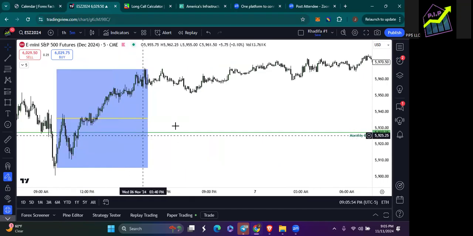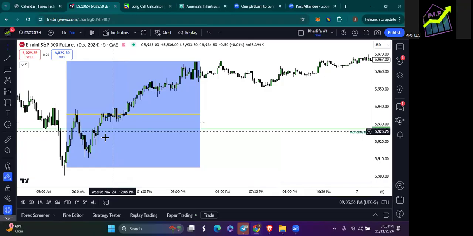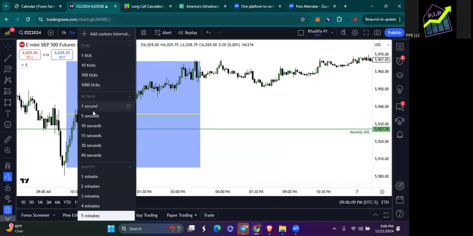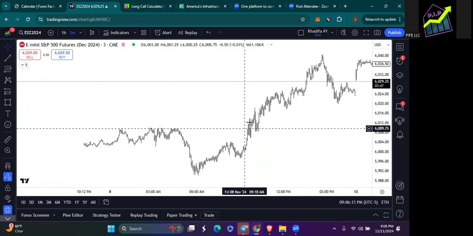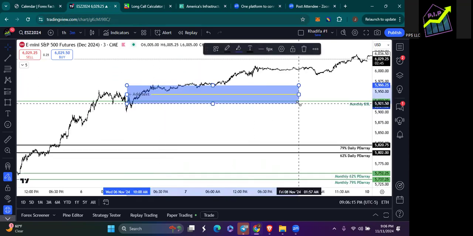See this imbalance here? Fair value gap there. See that gap? You can see that a lot better. And sometimes you may have to break it down to the 3 minute time frame, let me take that back.